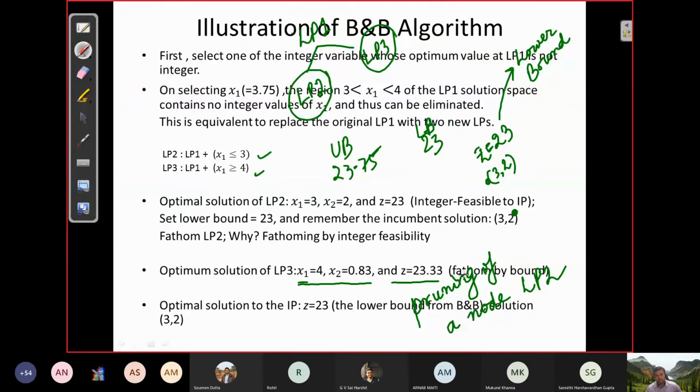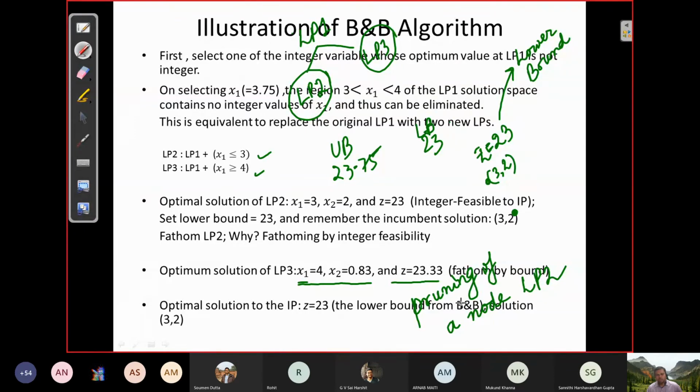So it is pruned by bound. This is called pruning by bound. So earlier we have seen we have pruned LP2 by integer feasibility. So this is another case where we are pruning by bound, or pruning, or fathoming. It is also known as fathoming of nodes, right? So this node is fathomed by bound. Okay.